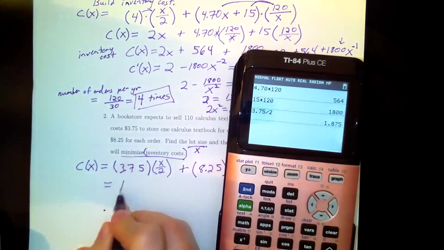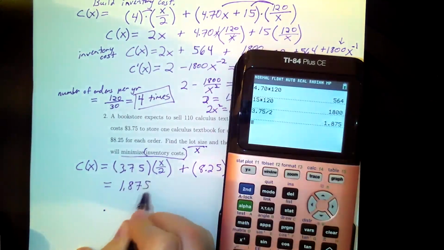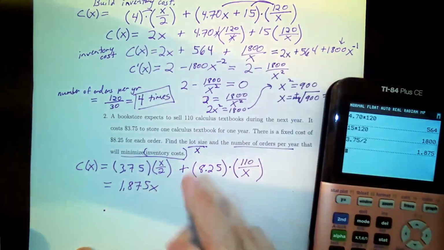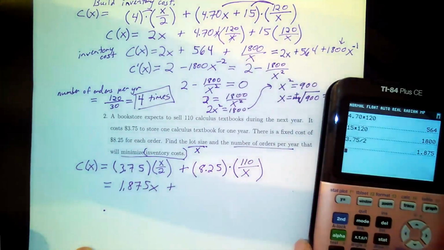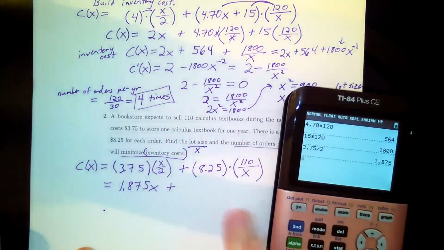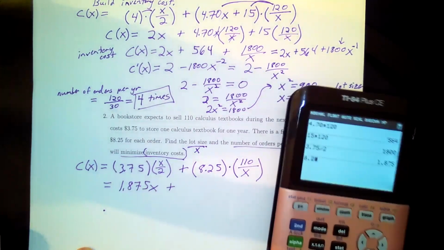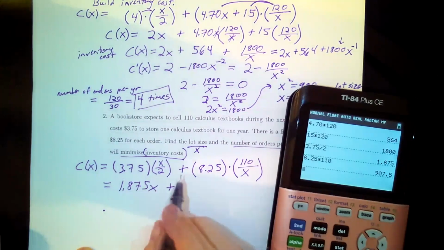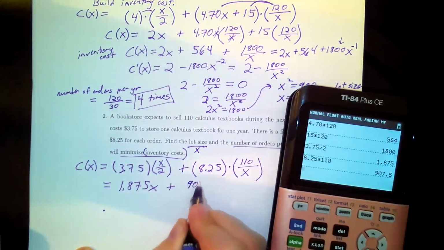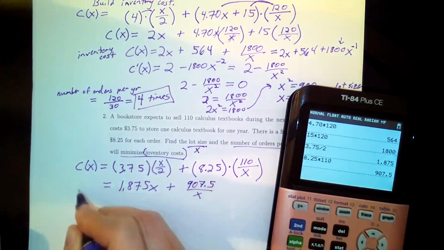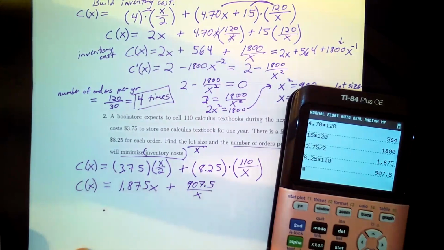I get 1.875x plus 8.25 times 110. So let's do that. I get 907.5 divided by x. Now this is my inventory cost function.